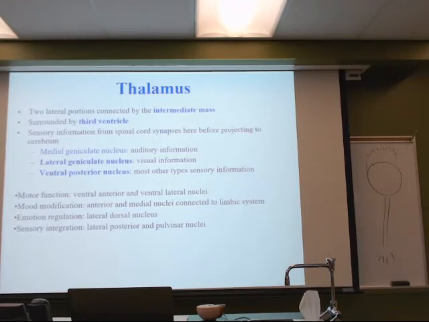Now, other types of information that's coming through: motor function, mood modification, emotion regulation, sensory integration. Some are going to these other nuclei that are present. The thalamus is rather busy, to say the least.